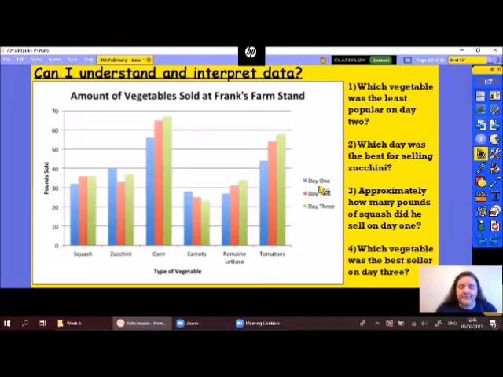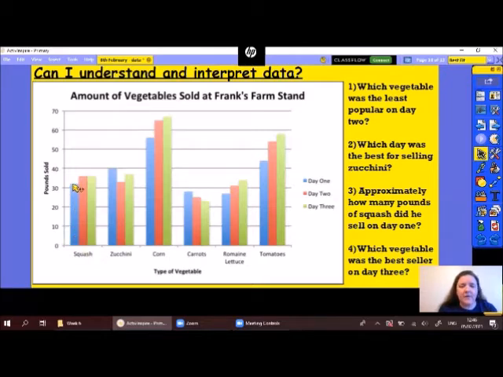Question 3. Approximately how many pounds of squash did he sell on day 1? Now at the side here, it tells us that it uses pounds sold going up the side. Now that doesn't necessarily mean money. A pound can also be a unit of weight. So our question says, approximately how many pounds of squash did he sell on day 1? So I need to find squash, that's here. I need to find day 1, which is the blue bar.